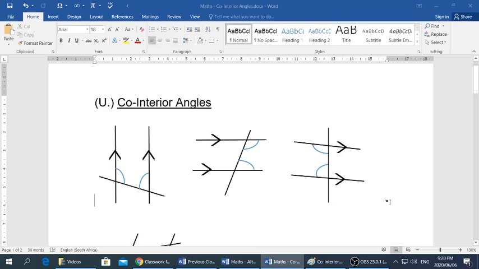Today we're going to look at the last of the fun angles. This is represented by U. These angles are called co-interior angles. And this time the shape we're looking at is a U. Again, it can be any kind of U, but basically what happens is we look at the two inner angles of the inside of the U. However, they don't equal this time, they add up to 180, but we'll get to that. First, let's look at how to identify them.